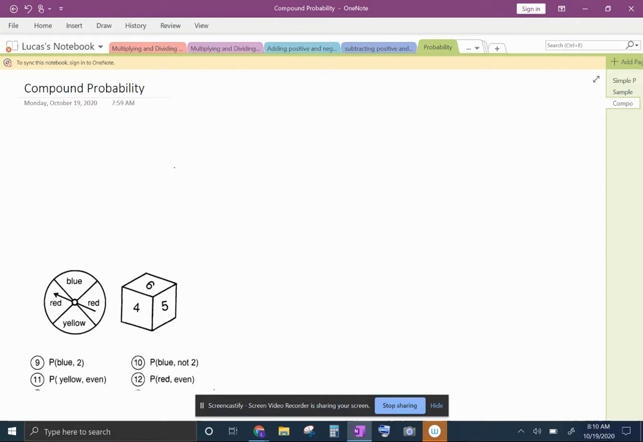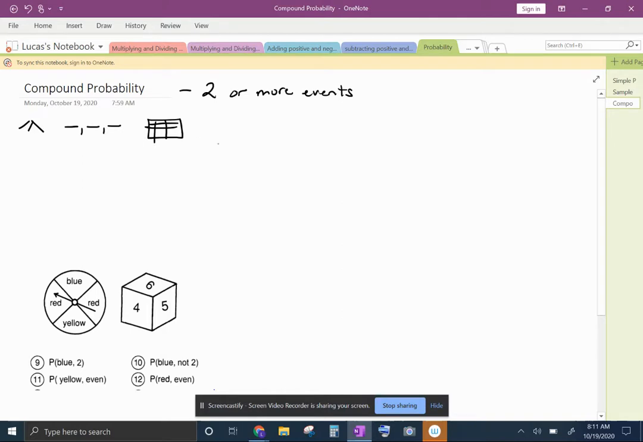Now, if you remember, yesterday we were working on representing the sample space of compound events, which means two or more events that are happening. And remember, when we're representing the events, we could represent it in a tree diagram, we could represent it in a list, or we could represent it in a table. Okay. And so I showed you representing it in all of these different types of ways.